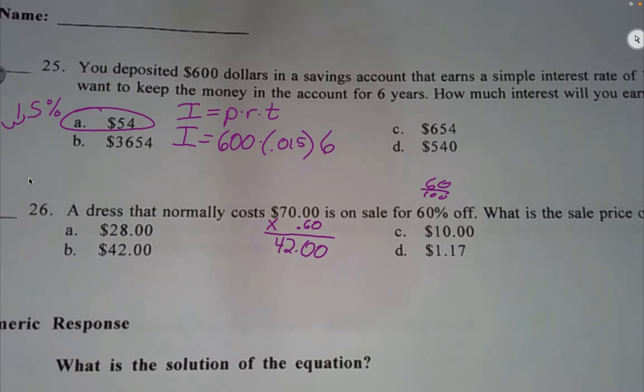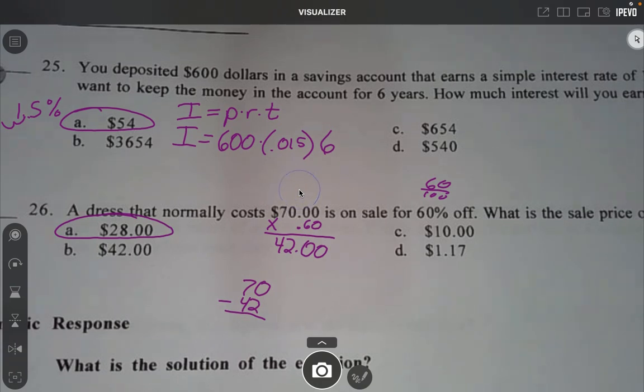How do I find my price? Yeah, I will take $70 and subtract that discount, and it would be $28. My new price is $28. So don't forget there's 2 steps on that one, okay? You have to find the 60%, and then you have to subtract it. Is everybody okay with that one? Yeah?